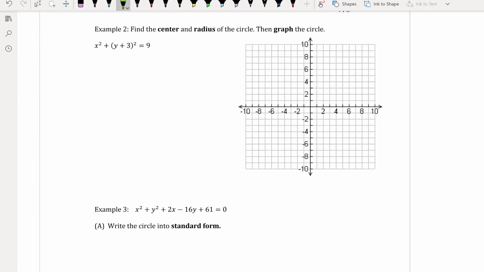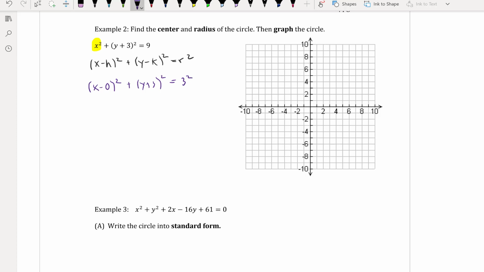Okay. So again, I'm going to deal with that familiar formula that we had before. And if you just keep rewriting the standard form of a circle, eventually you guys will memorize it. So notice here that the x doesn't really have anything that's being subtracted. So what we can do is say that it's x minus 0 squared plus my y plus 3 squared is equal to my 3 squared.